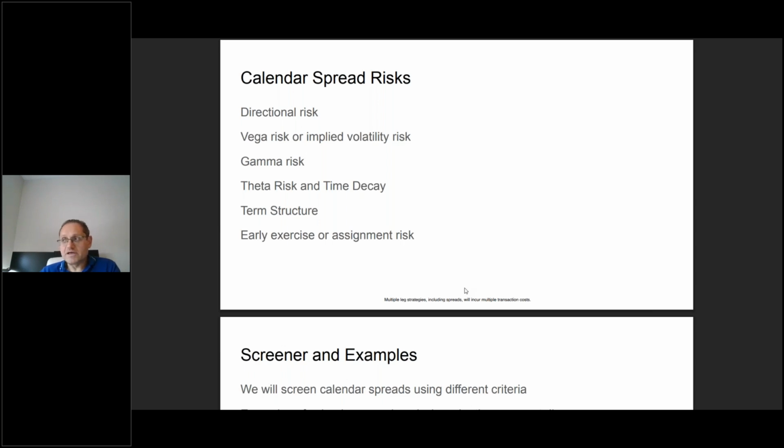You also have an early exercise or assignment risk, and there, since you're short one option, an option that you're short could be in the money and it could get assigned, right? It could be for a dividend, or depending on what you have on, it could be for other reasons, but it's possible you get assigned on one of your short options, and that of course is always a risk in options trading.